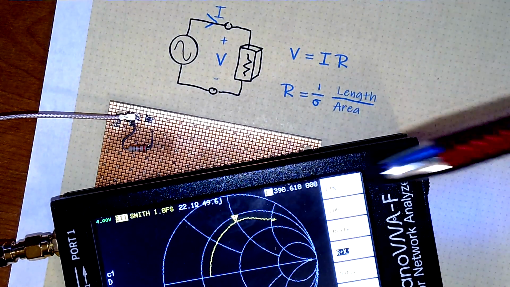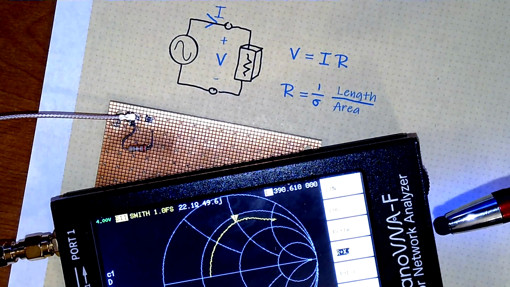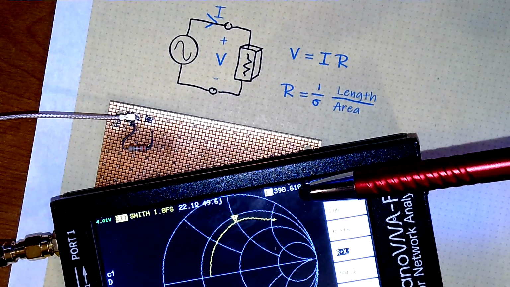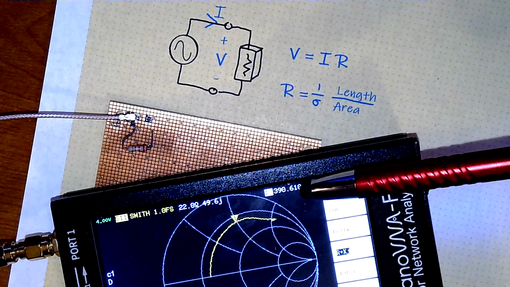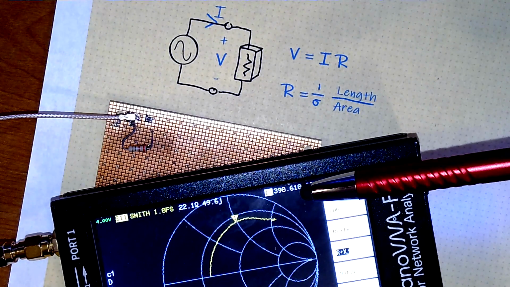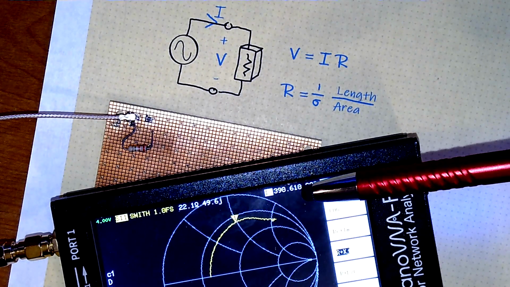So it's not a 22 ohm resistor at radio frequencies. This is only 390 megahertz. I mean, that's like the 440 band or the 70 centimeter band, or not even there. So resistors, you have to watch out for them at radio frequencies.